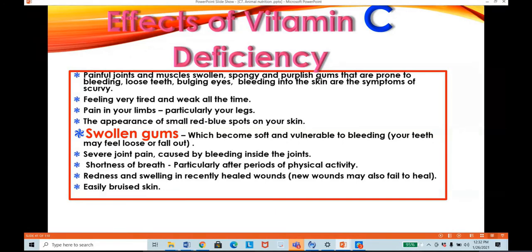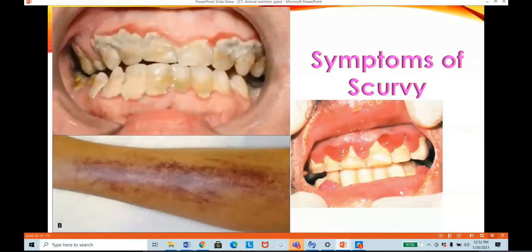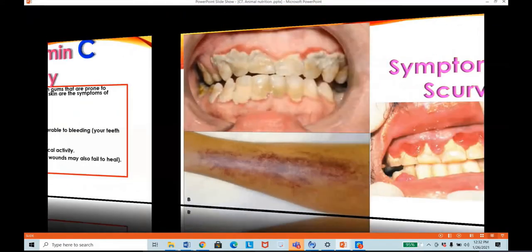You get pain in your limbs, particularly your legs. Appearance of small blue spots on your skin. All these are the symptoms of scurvy. You can see the swollen gums, as you can see in this picture over here. The teeth loosen, and they may also fall out if there is a continued deficiency of vitamin C for a prolonged period of time.